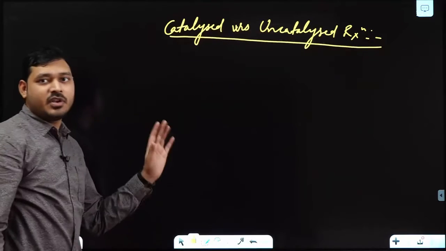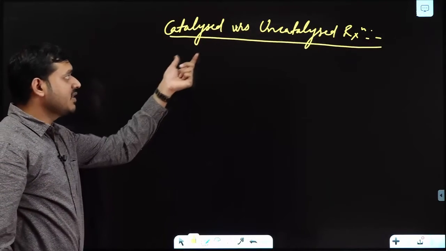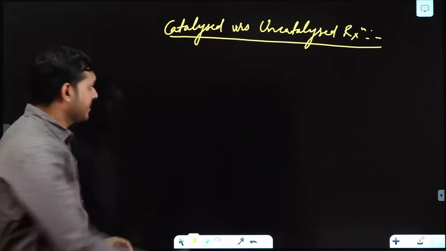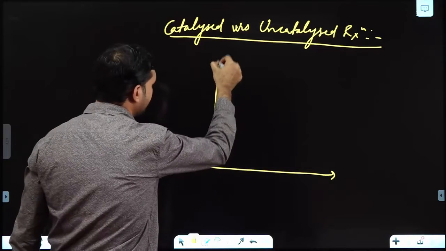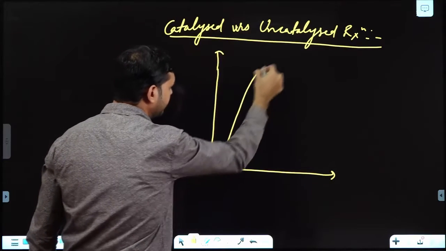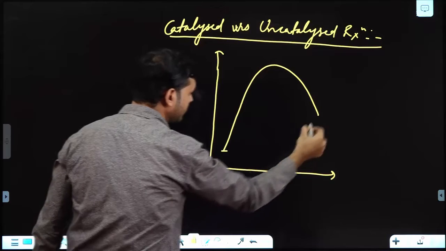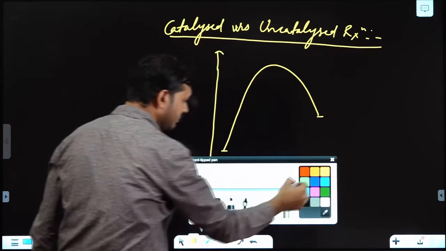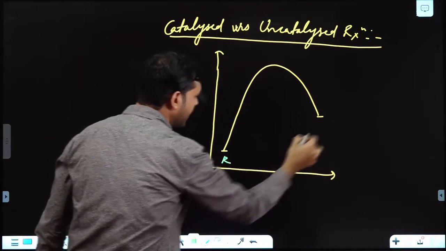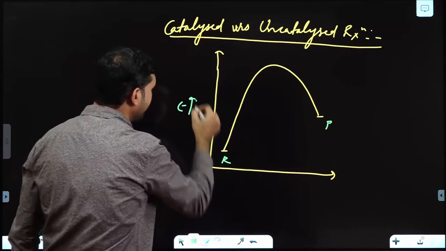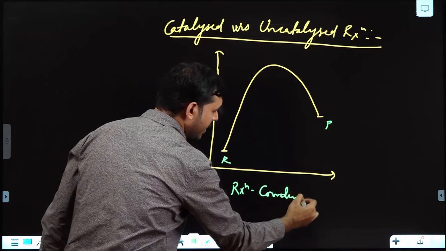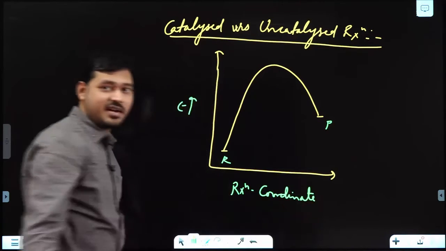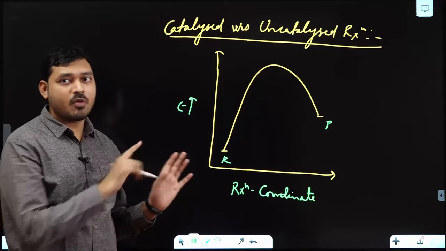Now let me define you a graph which shows catalyzed versus uncatalyzed reactions. Okay. From reactant to product, this is energy and this is reaction coordinate. Clear? From reactant to product. Now what happens here?